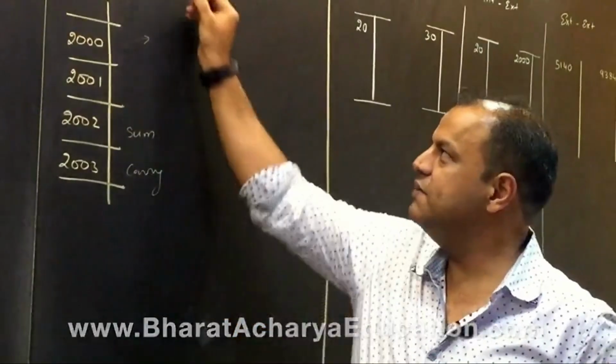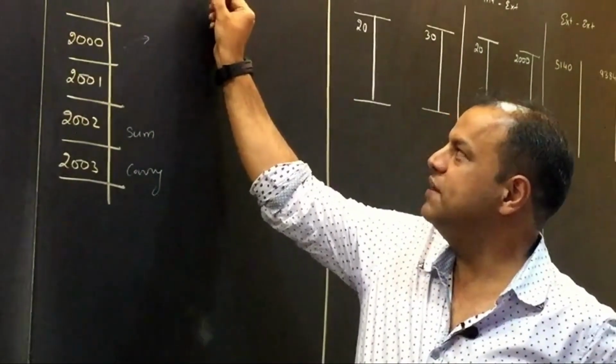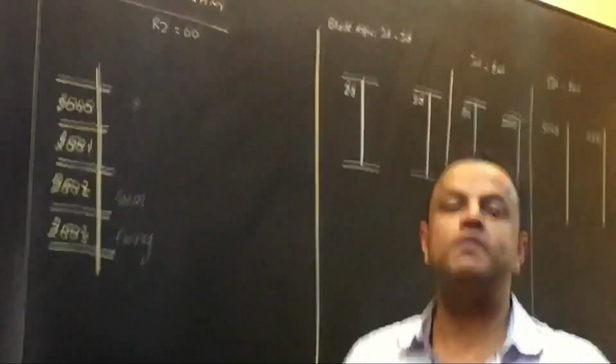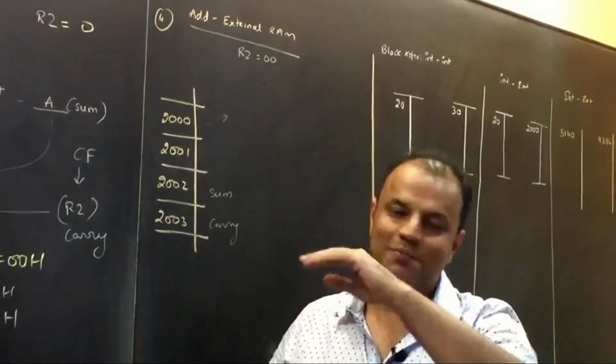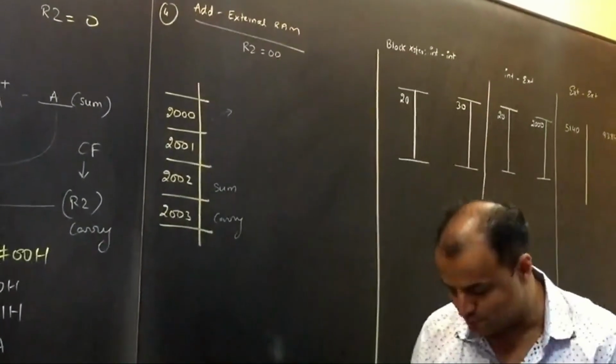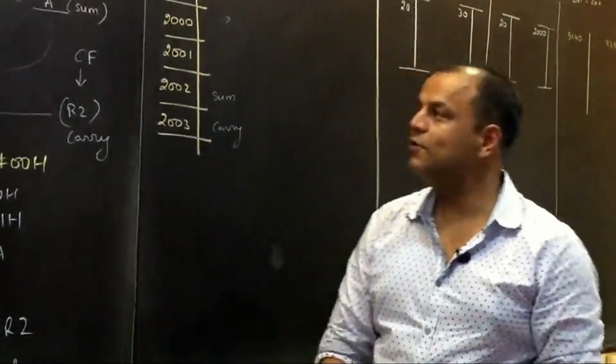For carry, again we will take the same register R2, we will initialize R2 with 0. If there is a carry, what are we going to do? Tell me, if there is a carry, what are we going to do? Increment R2. If there is no carry, we are going to skip. So that part is the same, that is not an issue. The issue is how we are going to code this.